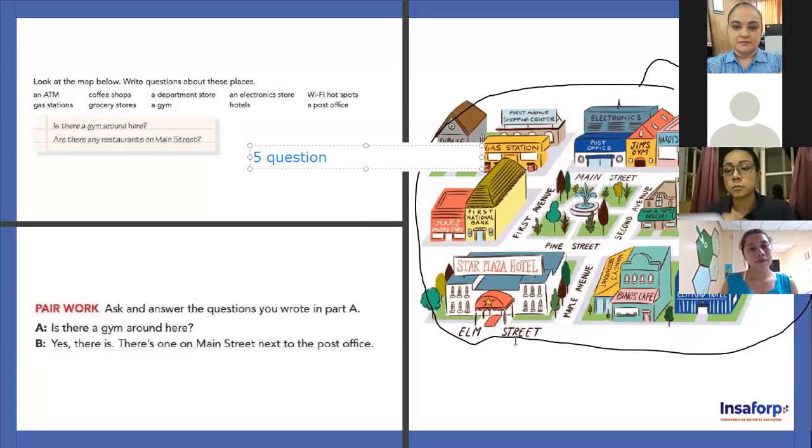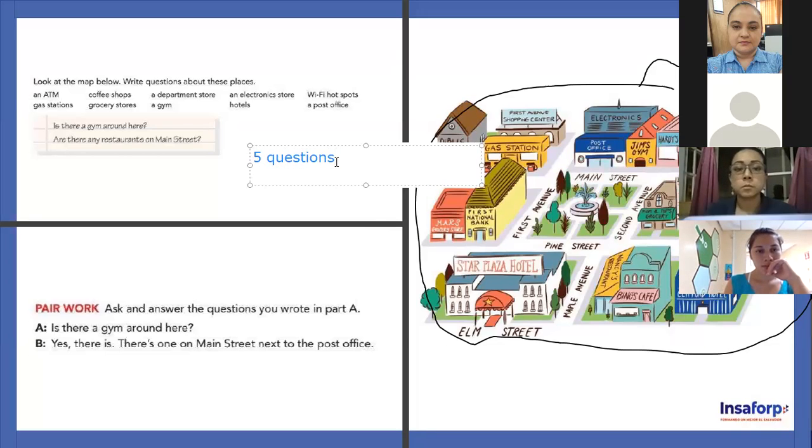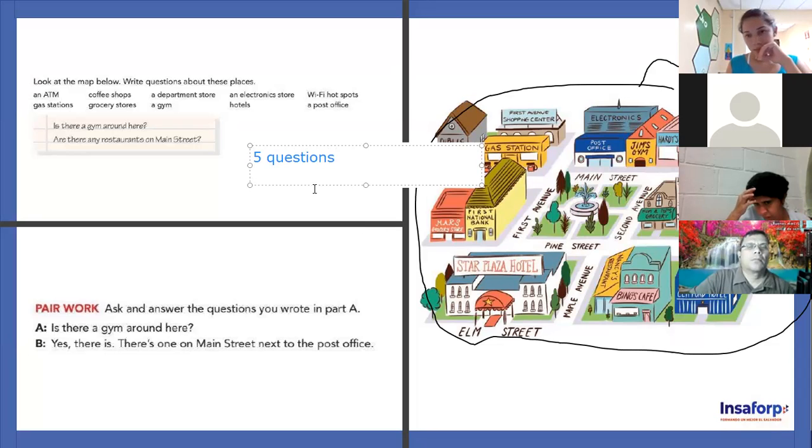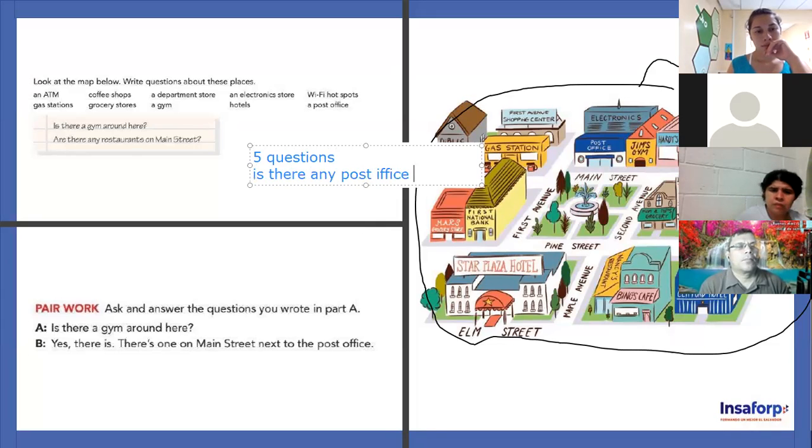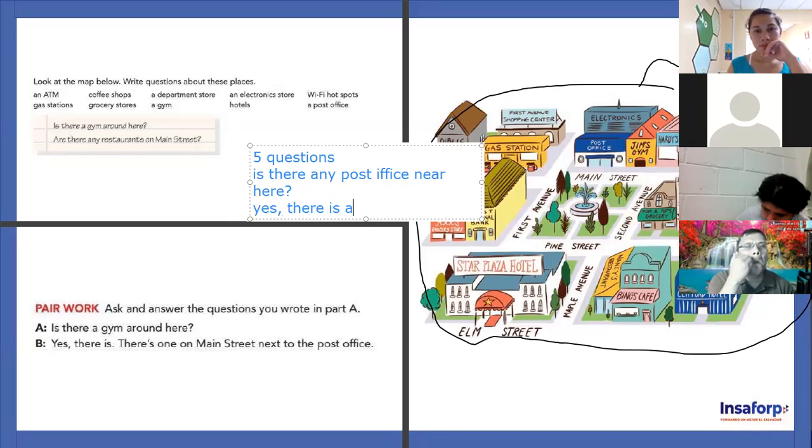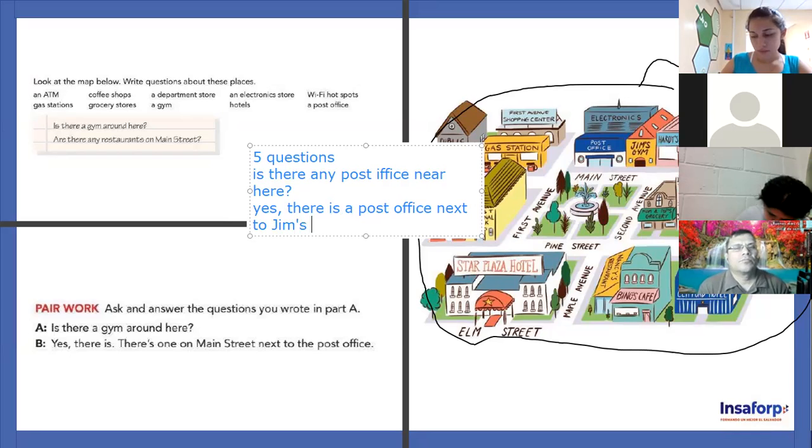Por ejemplo, imaginémonos que yo estoy trabajando con Carla. Yo le voy a hacer a Carla 5 preguntas acerca de esta picture. Por ejemplo, yo le digo a Carla, Carla, is there any, pero tengo que utilizar any or some, any post office near here? Y ahí me va a responder, oh yes, there is a post office. ¿A dónde está? Where is it? Next to Jean's gym. Okay, entonces podemos hacer las 5 questions. Tratemos que both persons participate.